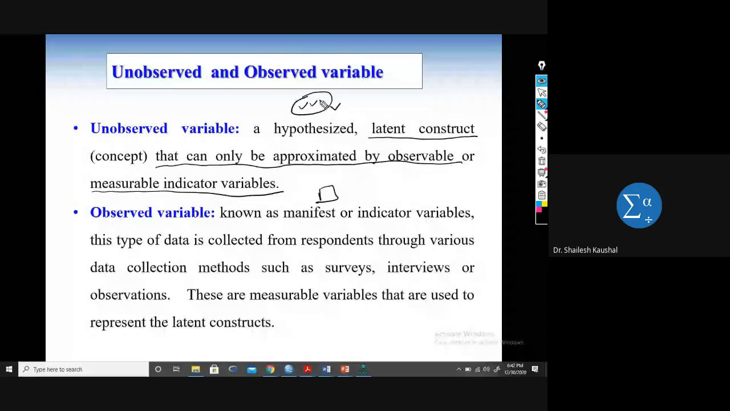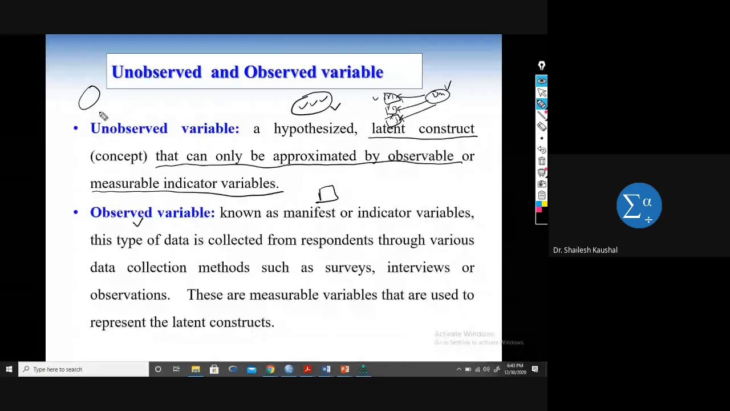We want to know these constructs by using the observed variables. For example, satisfaction is an unobserved variable. So how do we know this concept? Through some questions. We can ask the questions x1, x2, x3, and through these questions we can identify that yes, this is the particular concept we are talking about, satisfaction. Only questions related to satisfaction.